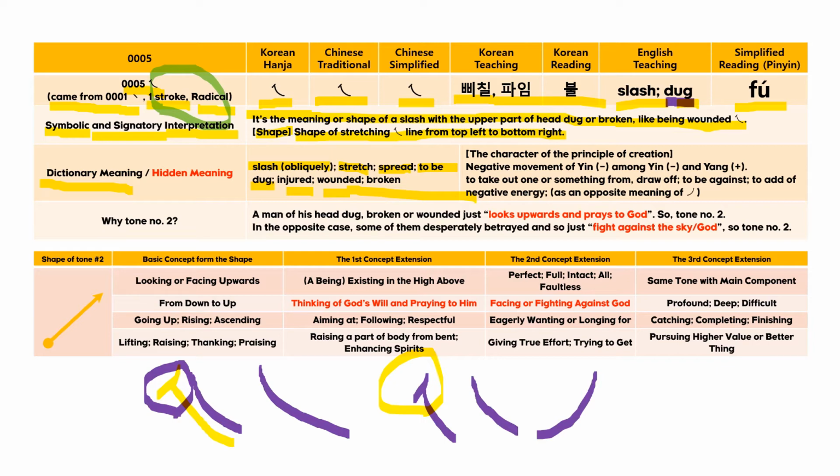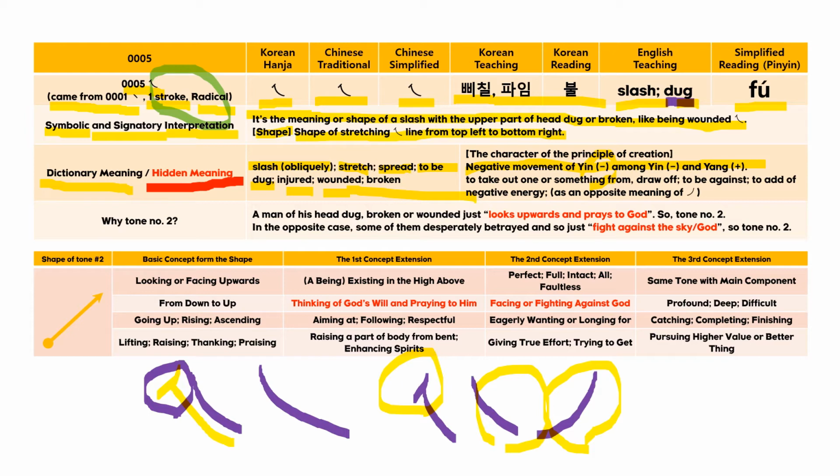The hidden meaning is very, very important. Please try to remember the hidden meanings. Hidden meanings of this character is negative movement of yin among yin and yang. Yeah, this character in the hidden meanings, do you remember? This is yang, not yin. This character means finally in. Yeah, in.